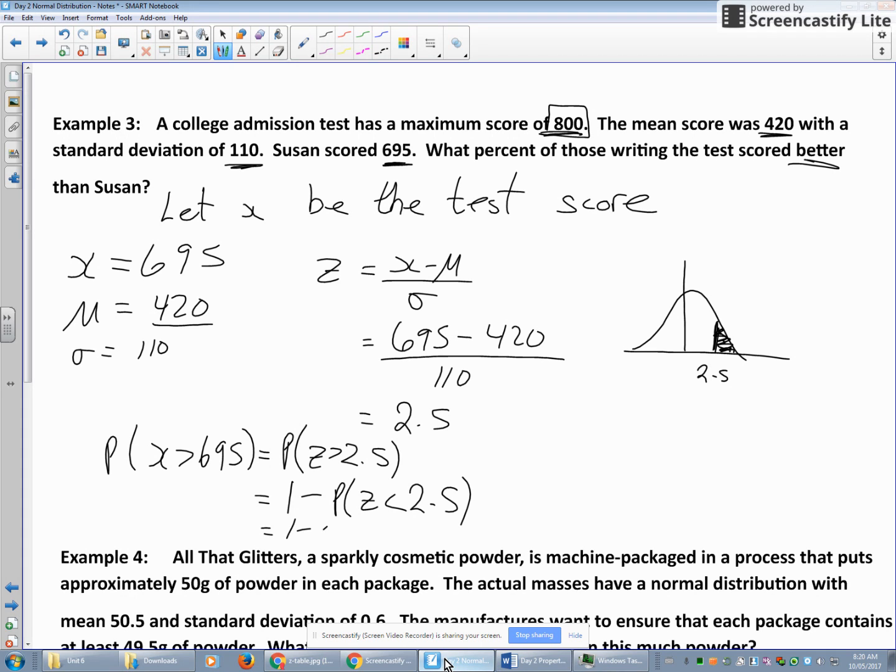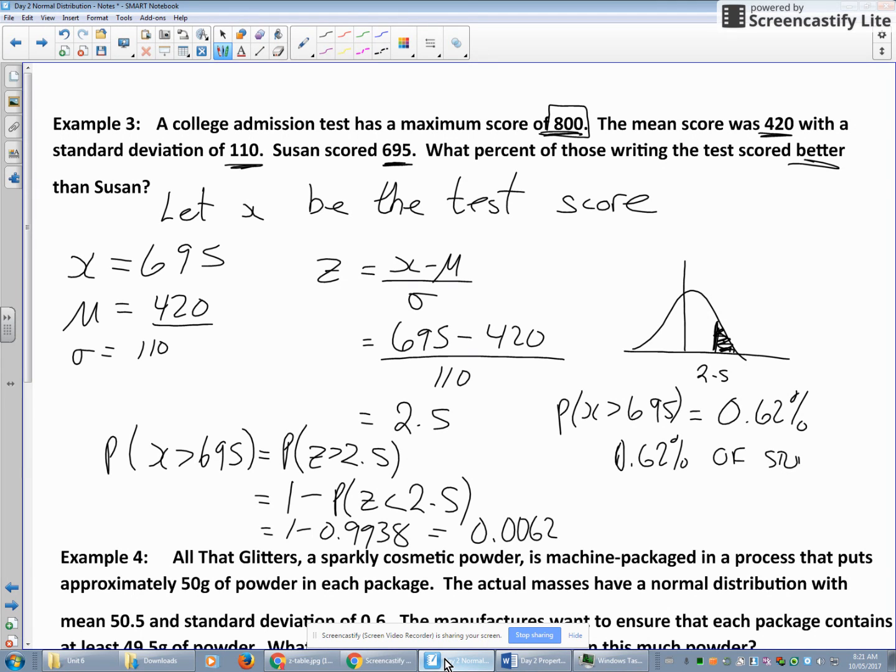So that just becomes 1 minus 0.9938, which is equal to 0.0062. So I can say that the probability that my score is greater than 695 is going to be equal to 0.62%. So we would expect that 0.62% of students score better than Susan.